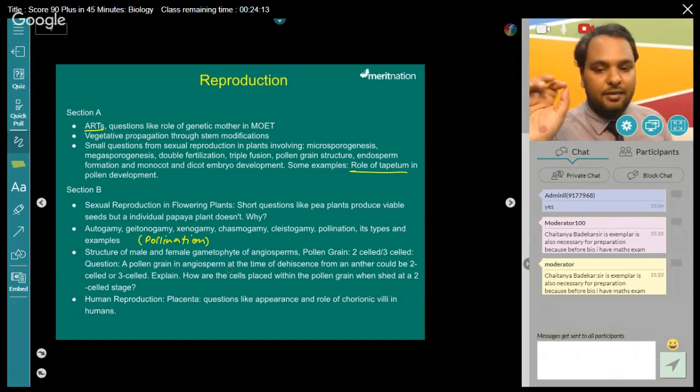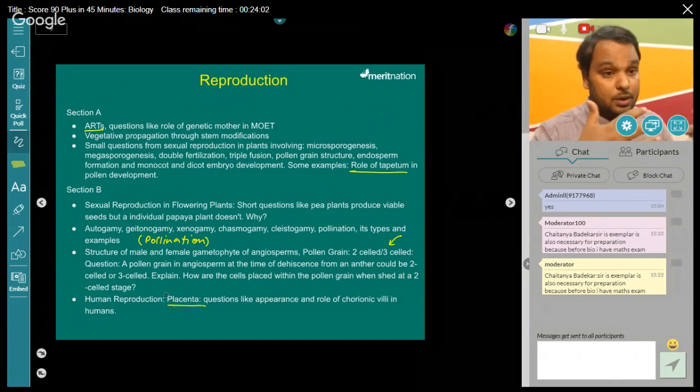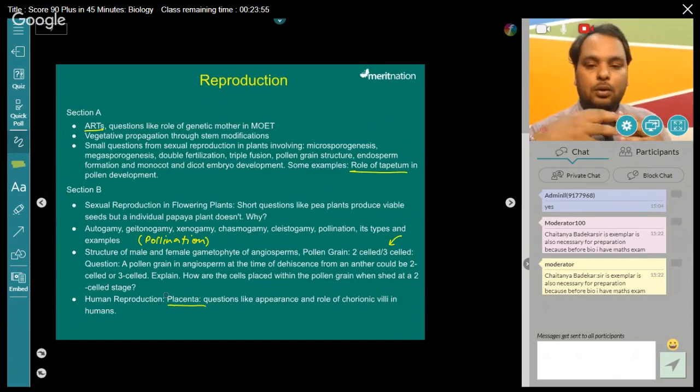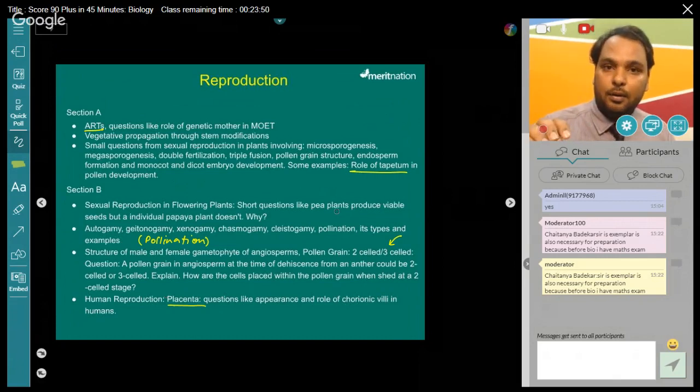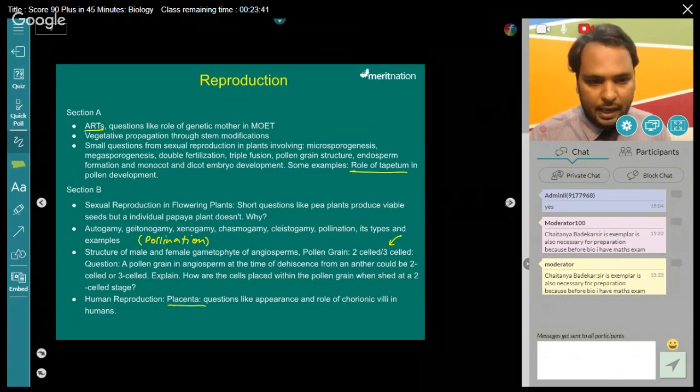Now, structure of male and female gametophyte of angiosperm. Pollen grains, 2-cell, 3-cell. There's always a question like this: 2-cell, 3-cell. Okay, right. And in human reproduction, the placenta is very important. Like, what is the role of chorionic villi in humans? That's a very special property of mammals. Chorionic villi are there, so there can always be a question. These are my assumptions, that out of all these there will be some question in your examination. Okay, so do read that.